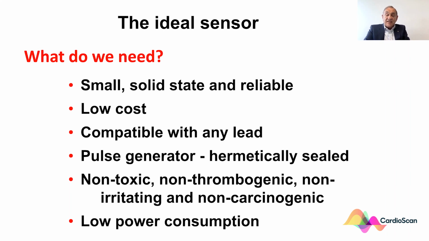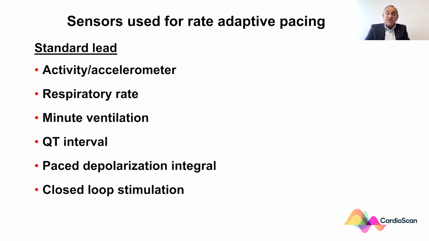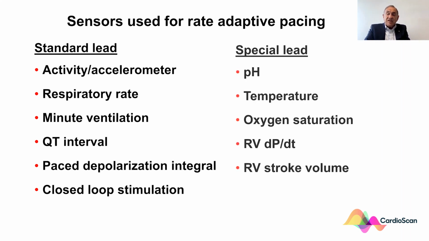So during the early 1990s, a whole lot of sensors were developed for rate adaptive pacing. The ones that became most popular were those that used a standard lead. And you can see a list here. There was also an attempt to build rate adaptive pacing systems requiring special leads: pH, temperature, oxygen, and pressures and volumes. These were pushed very strongly by the physiologists, but really never became popular.